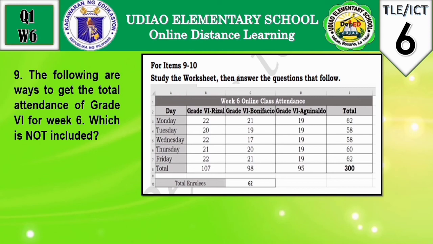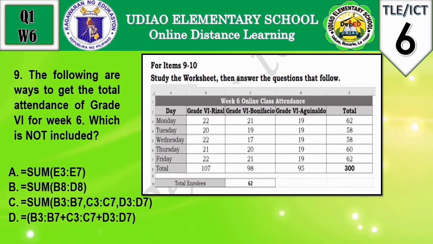Number 9. The following are ways to get the total attendance of grade 6 for week 6, which is not included. Here are the choices. A. Equal sum E3 to E7. Letter B. Equal sum B8 to D8. Letter C. Equal sum B3 to B7, C3 to C7, D3 to D7. And letter D. Equal B3 to B7 plus C3 to C7 plus D3 to D7.